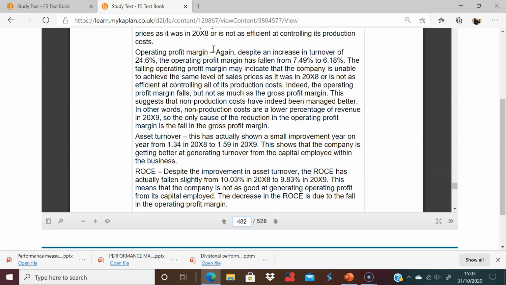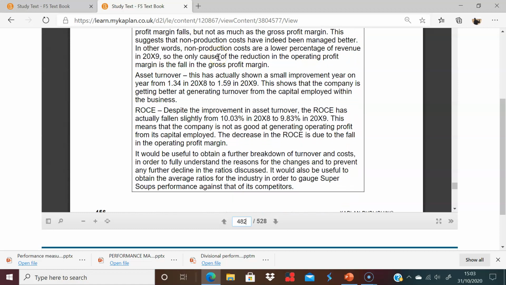Asset turnover, improvement year on year. Of course, we calculated that. And return on capital employed. Yes, I don't think we calculated that. But the key point here is that this has fallen from 10.3 to 9.83. So it just really means this: how well is the company generating, for every pound invested, 10p, or for every £100 invested, £10.